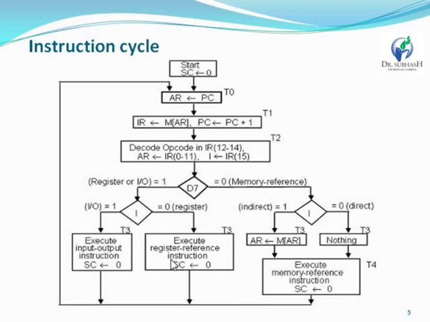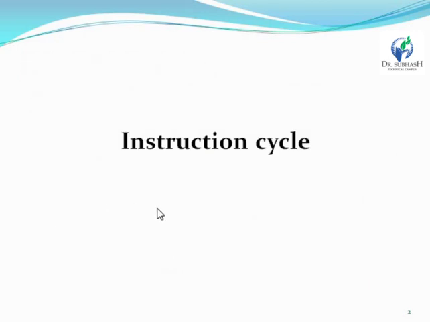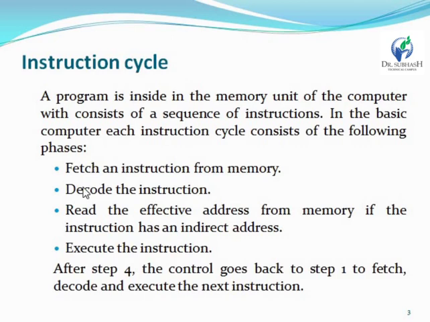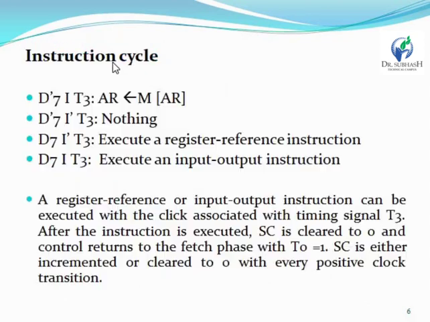instruction cycle. Now we can show one short instruction. This is the instruction cycle: fetch the instruction, decode, read the effective address, whether direct address or indirect address, and finally execute. You can follow this flowchart of the sequence counter. The initial condition is 0. Then after the address register, program counter, and then D7 will be 1 or 0. IO register, direct or indirect address, and sequence counter is 0. So thank you all of you.